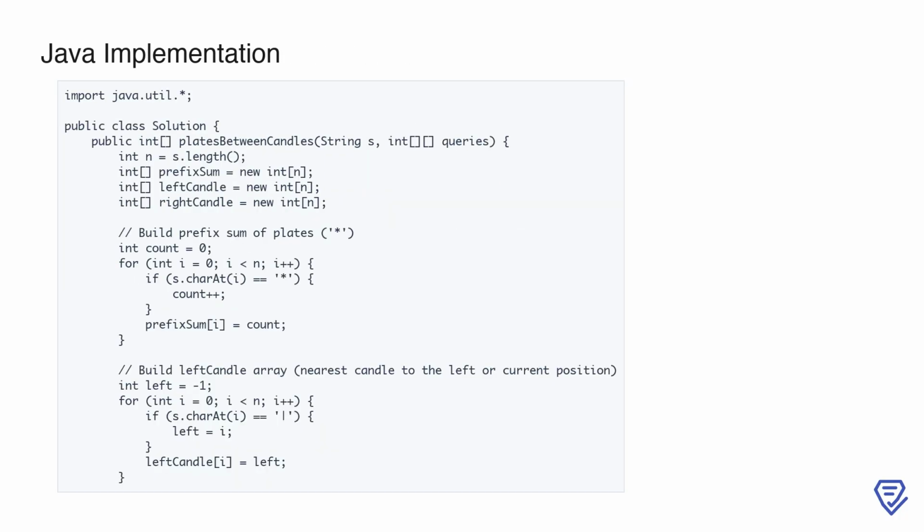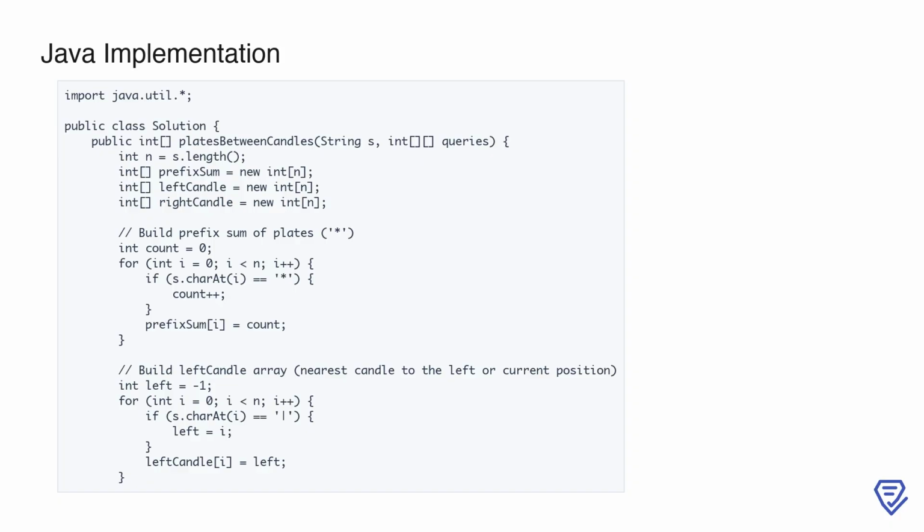Here we start by importing the necessary classes from Java's utility package and defining the solution class along with the platesBetweenCandles method. The input consists of a string S, which represents a row of plates and candles, and a 2D array queries, where each query specifies a range of indices.